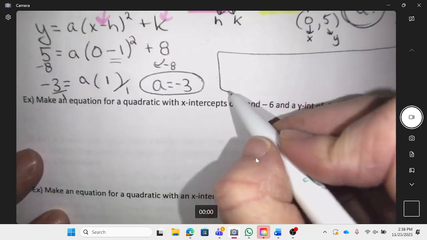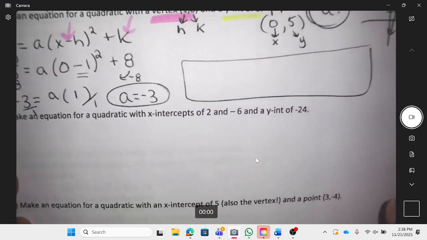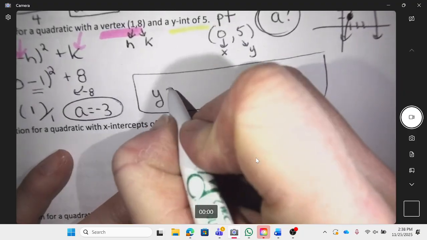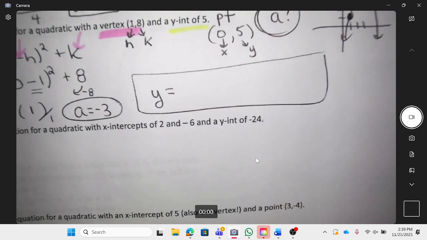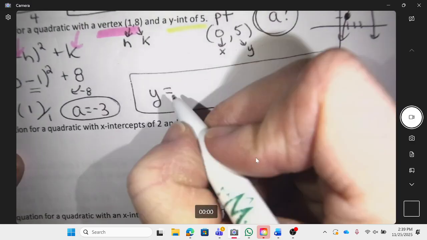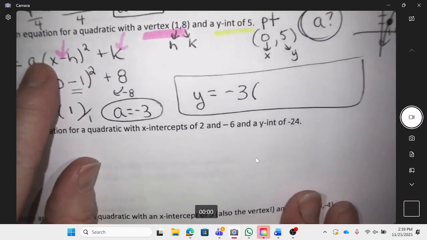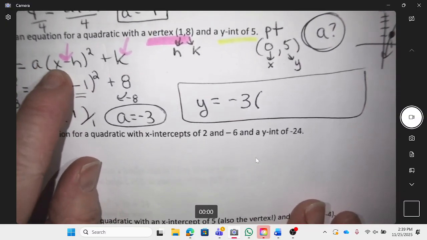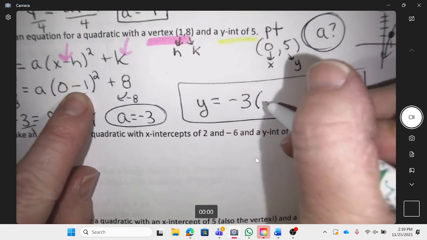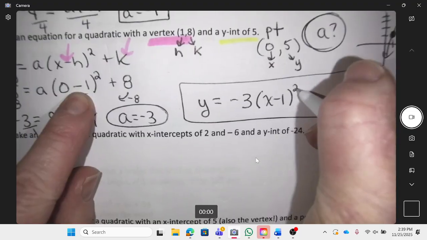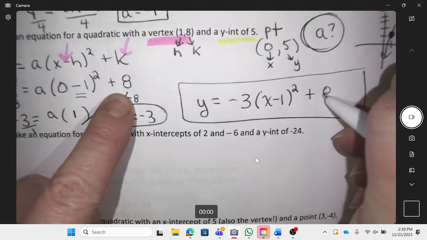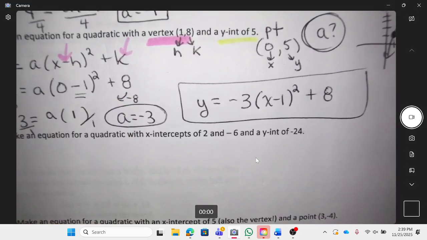Okay, now we're going to type this in our calculator. When we type in our calculator, we like to go y equals, right? And then we like to leave the x open. So we're going to go -3 bracket x subtract 1 squared plus 8. So the information should tell us the slope multiplier and the vertex when I'm looking at that. I know those things.